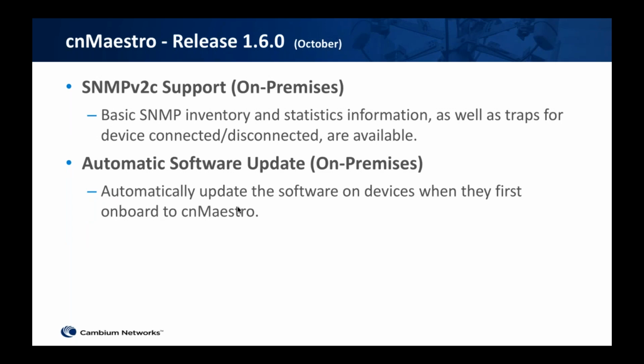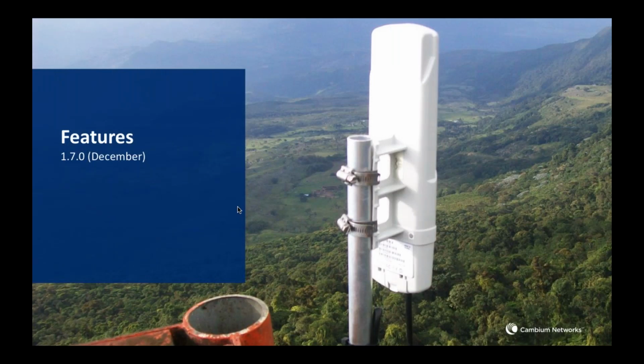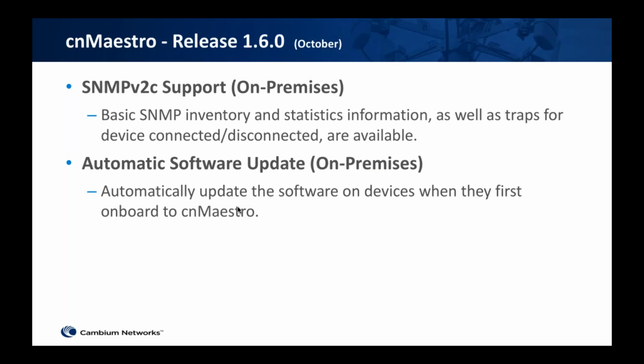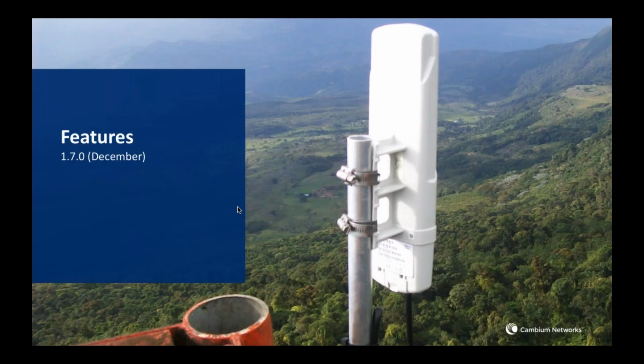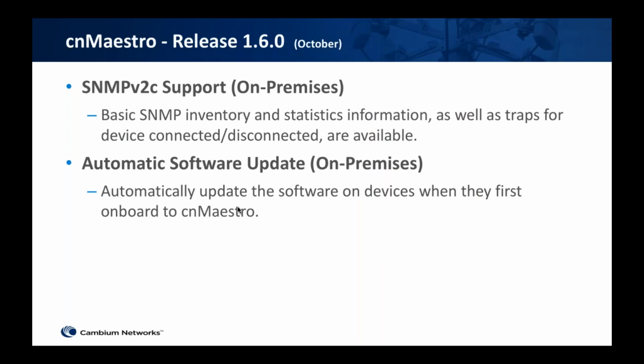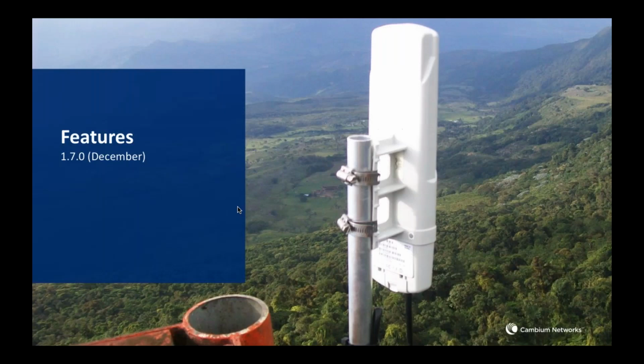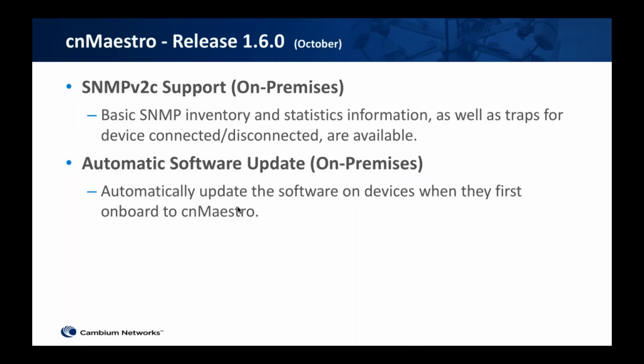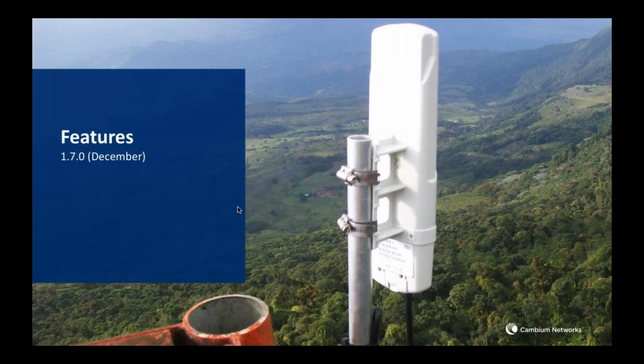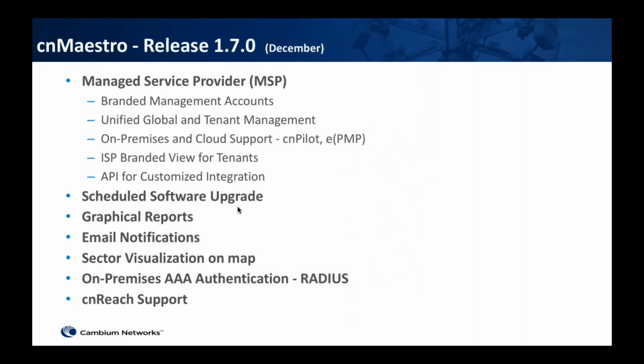One of the other features: if you have third-party units you want to manage through CN Maestro, we added support for SNMP v2, and you can do the basic inventory of these SNMP v2 enabled devices. And obviously we have the automatic software update, which is one of the key features everybody is using in CN Maestro right now. So what's the future of CN Maestro?